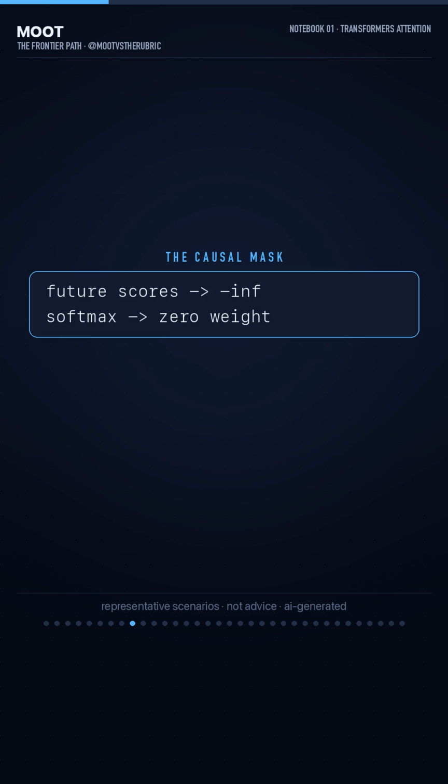The notebook builds the mask as the upper triangle of the score matrix, and then verifies that the masked region really is all zeros after the softmax. That is autoregressive attention in one move.